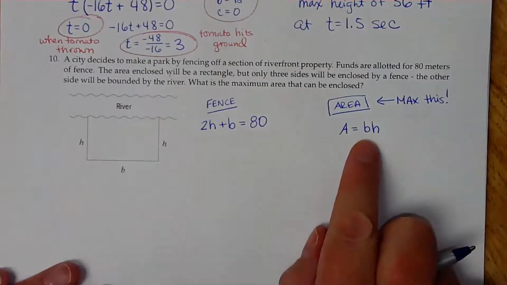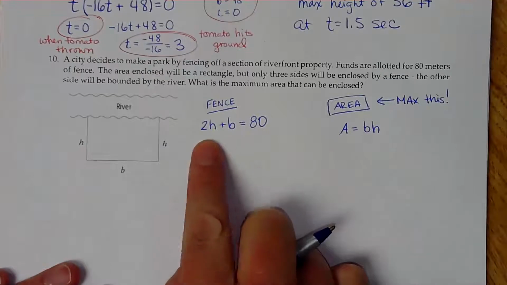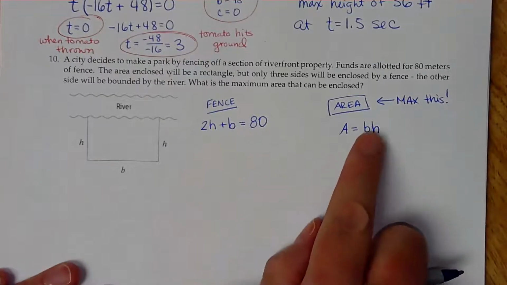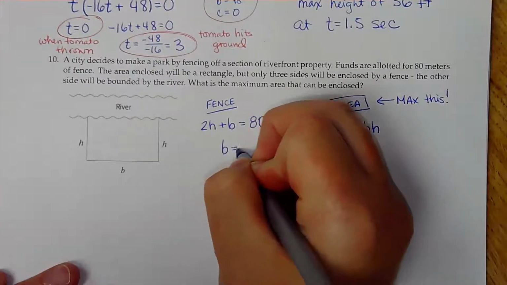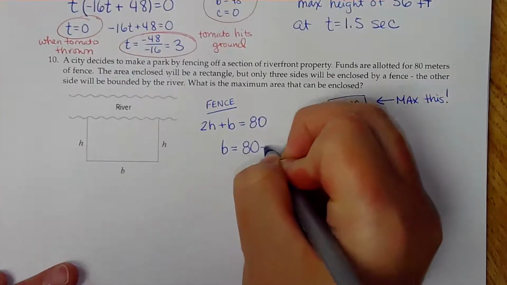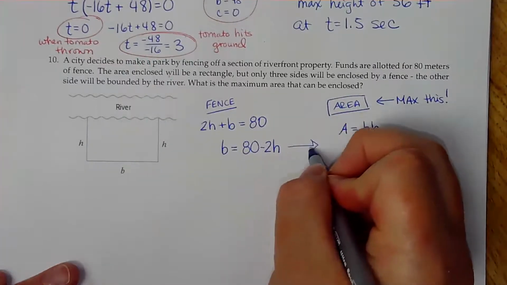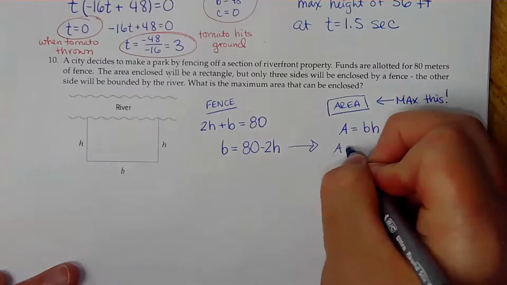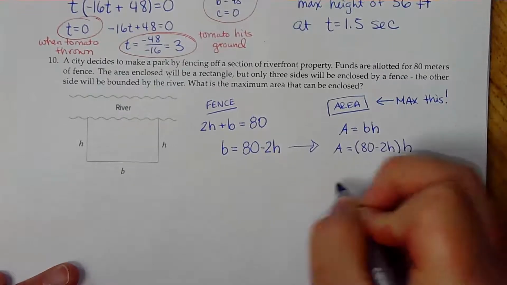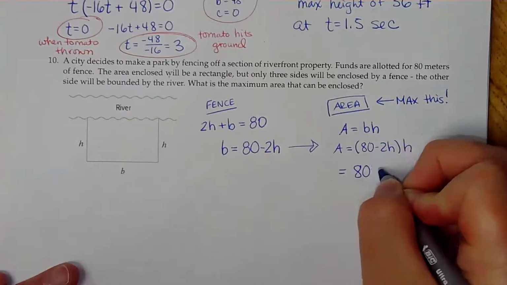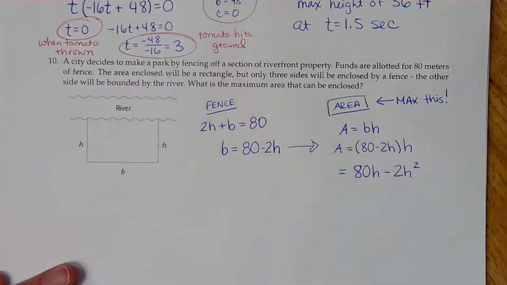Since this is what I want to maximize, I'm going to solve this formula for either B or H and plug it in here, so this is just in one variable. I'm going to solve for B. It doesn't matter which one you solve for, but that just looks easiest. So I have 80 minus 2H, and then I'm just going to replace that over here. So A is equal to 80 minus 2H times H, which gives me 80H minus 2H squared. Okay, and there we go.